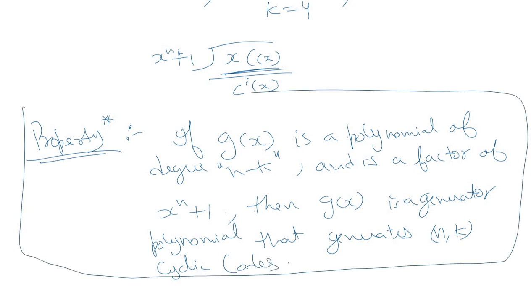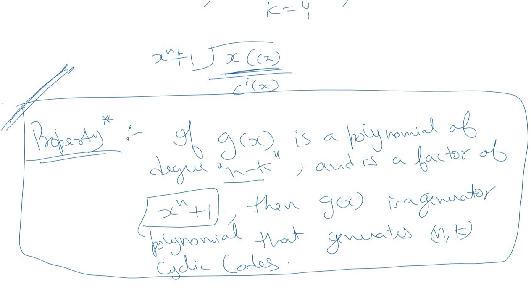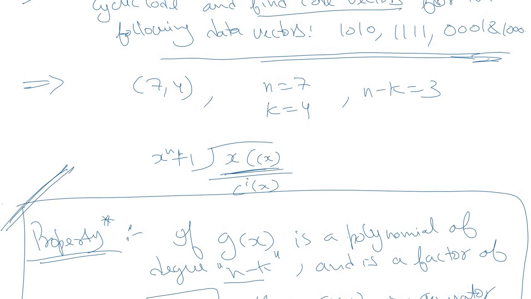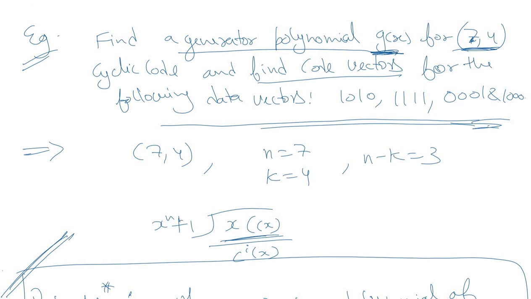That means if a generator polynomial generates (n,k) cyclic codes, then it has degree n minus k and is a factor of x raised to power n plus 1. Always remember this property in case of the cyclic code. Now we come to the question. In the question we are given a (7,4) cyclic code, and we need to find the generator polynomial, and we need to find the code vectors for the given data words.